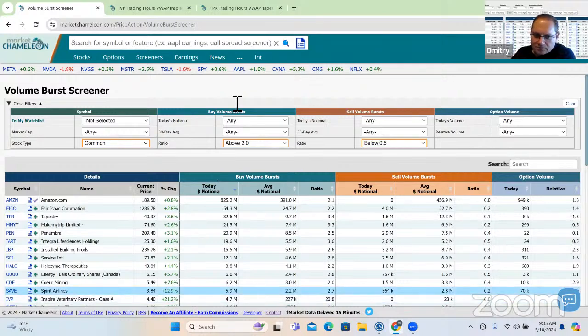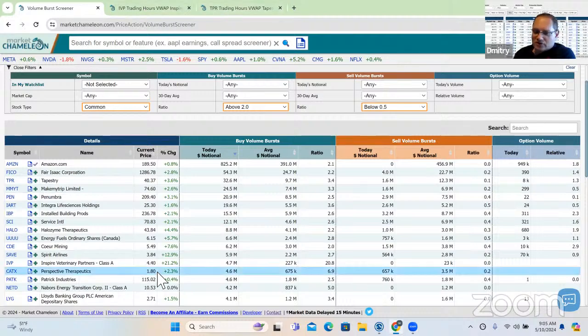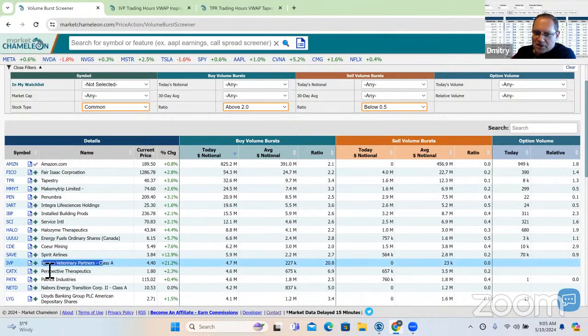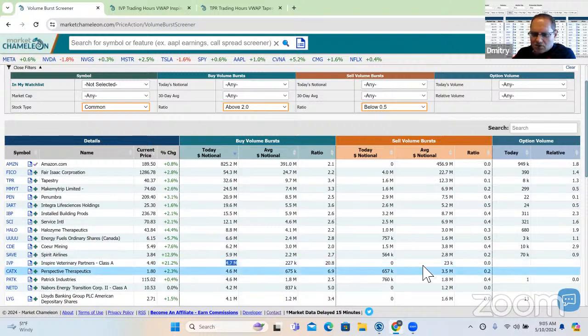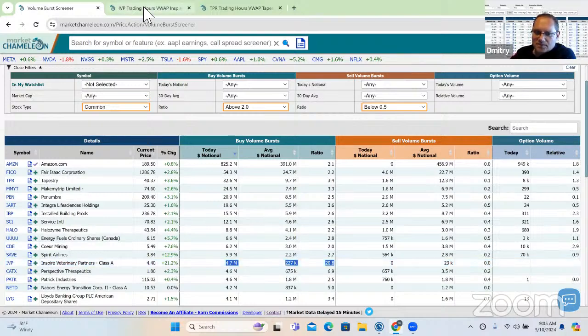Right before the show, I started to look at some of them, and I brought up two, and the two are very different. Here's one in IVP, Inspire Veterinary. We detected yesterday that there was a huge volume burst on the buy side for $4.7 million worth of stock, and we didn't see any on the sell side. So we're going to take a look at that first, and then try to infer what we think is going on. All right, so I'm going to go to this IVP over here.